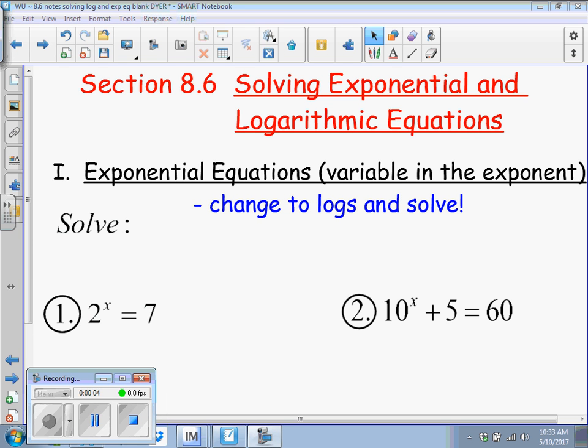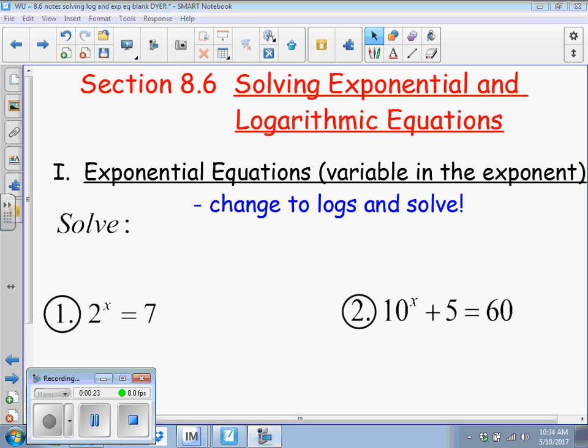Okay, so today we're going to solve exponential and logarithm equations. We learned how to go back and forth between exponentials and logs. We can take a log and write both sides as exponentials, and take exponentials and write both sides as logs, right? Those are the skills we're going to use today.